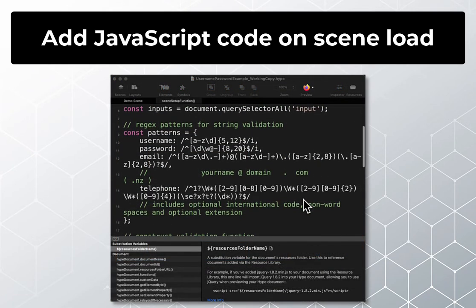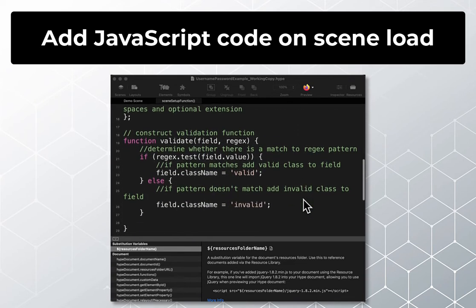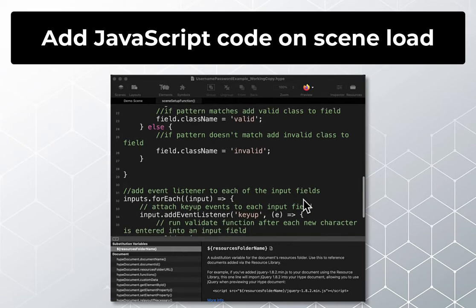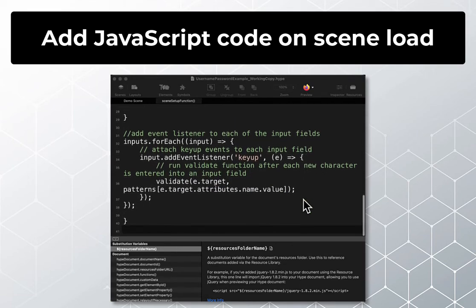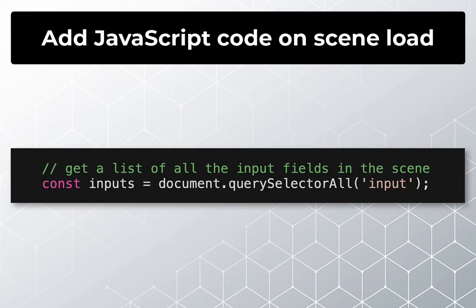In case you were wondering, all the green text here is explanatory comments. They have no functional role, but it's helpful to understand what this code is doing and in what order. The first step in this function is to get a list of all the input fields in the scene. That's done with this line of code.